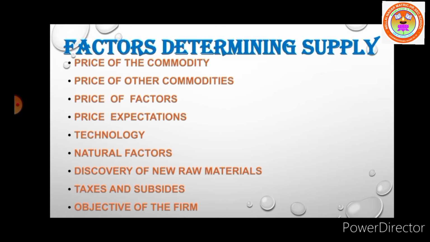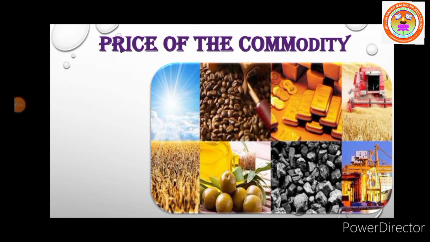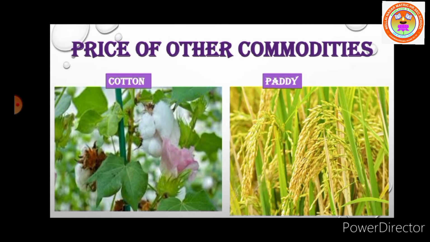Next, let us see the factors determining supply: price of the commodity, price of other commodities, price of factors, price expectations, technology, natural factors, discovery of new raw materials, taxes and subsidies, and objective of the firm. Let us see one by one in detail. Price of the commodity: the higher the price, the larger the supply. Price is the incentive for the producers and sellers to supply more.